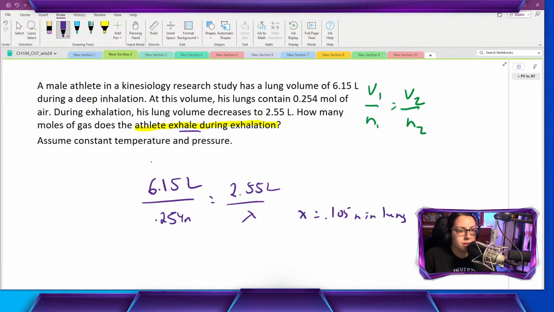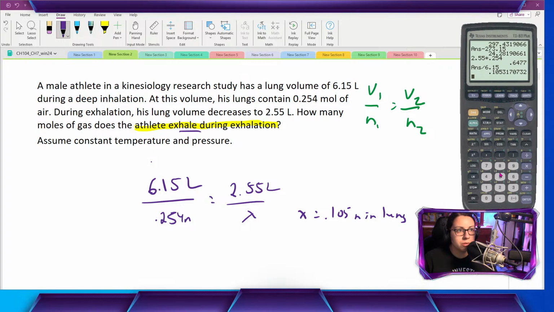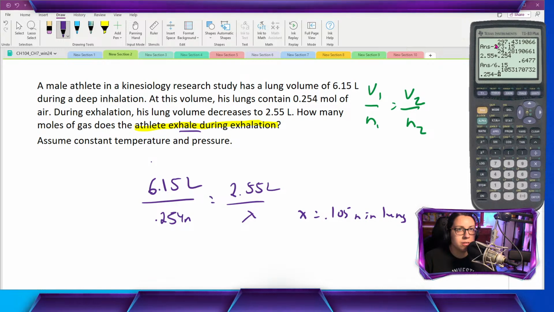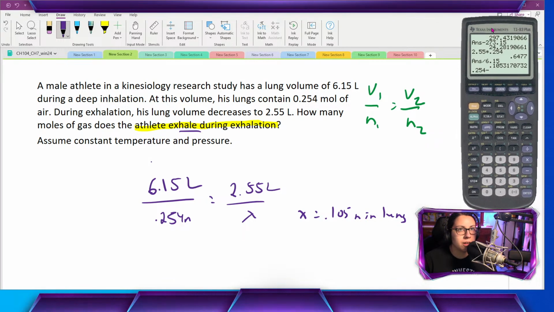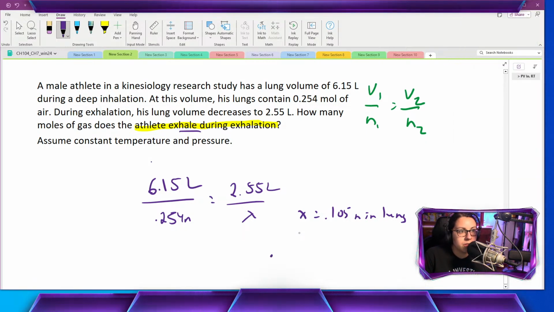But it was asking for exhale, so that was kind of tricky. So we had to read what it was really asking. So now we do 0.254 minus this answer to figure out how much actually was exhaled. And so that leaves us with 0.148 moles exhaled.